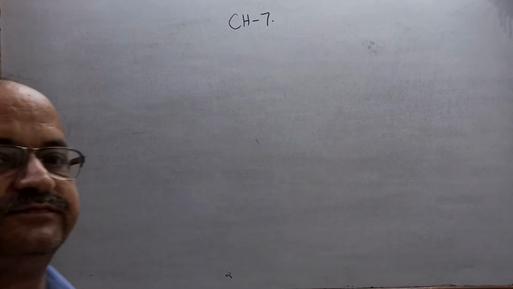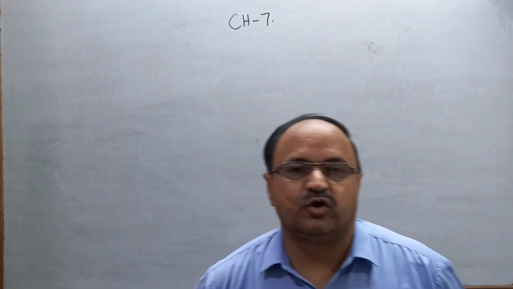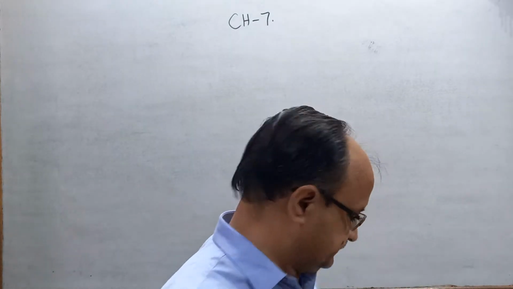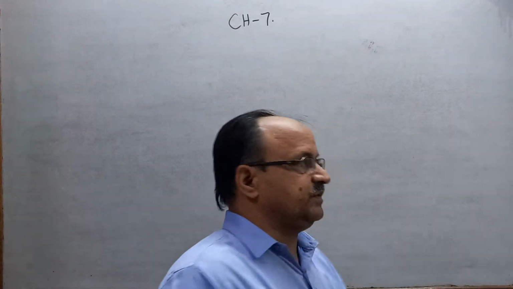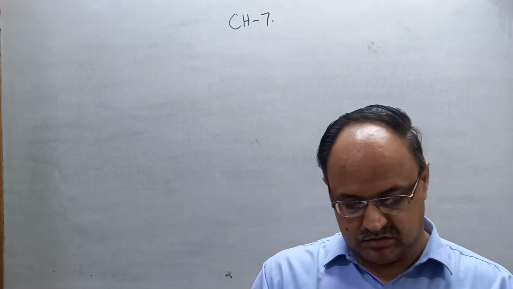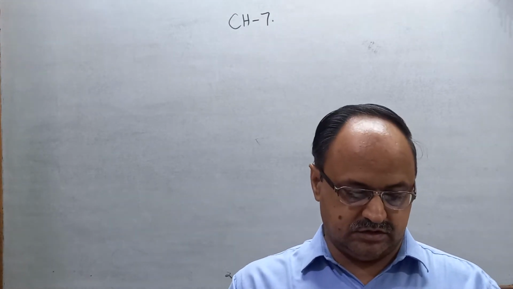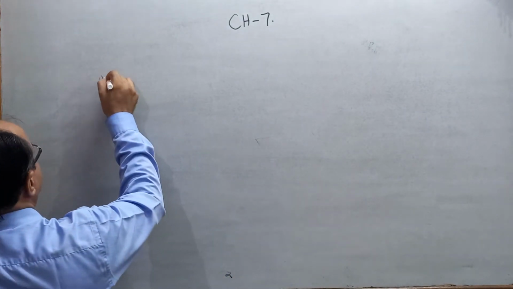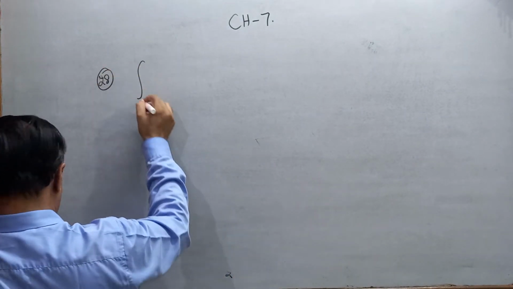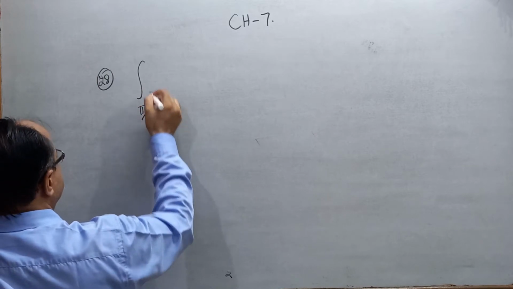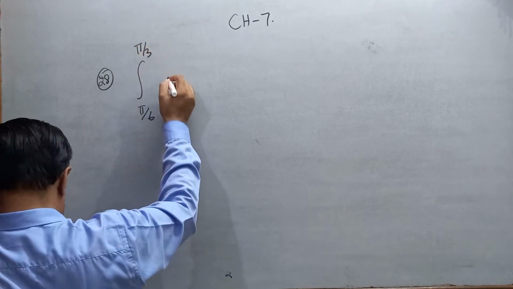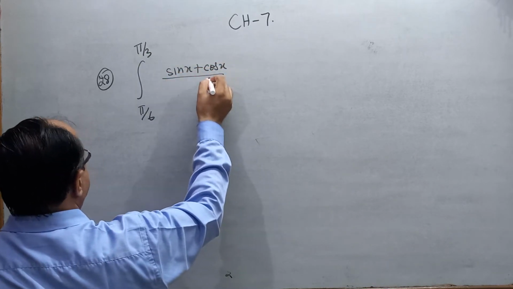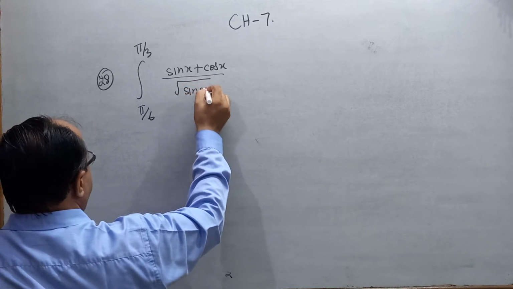Hello students, I am going to continue with the same topic, that is integration, miscellaneous exercise. In miscellaneous exercise we solve question number 28. Question number 28: integration from pi by 6 to pi by 3 of (sin x plus cos x) upon root sin 2x dx.